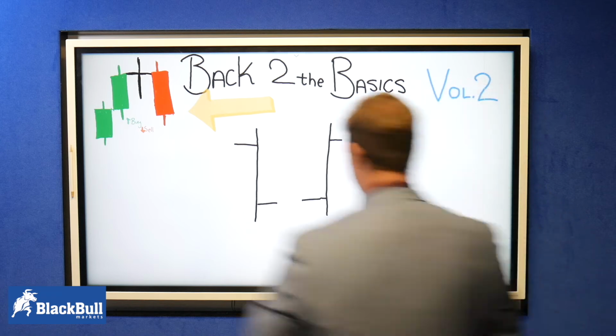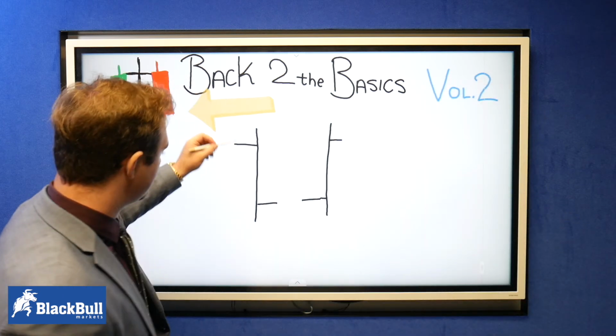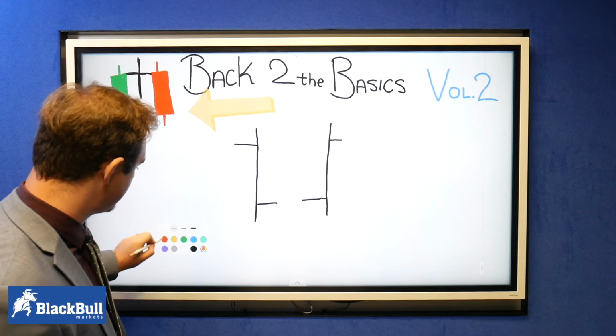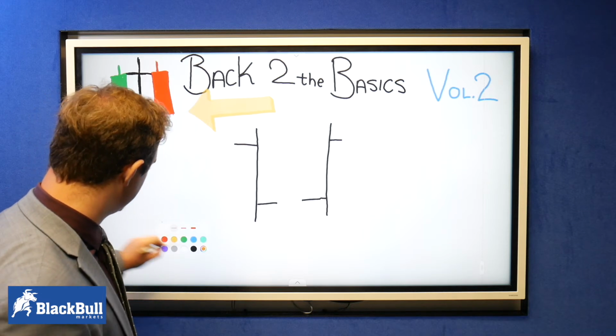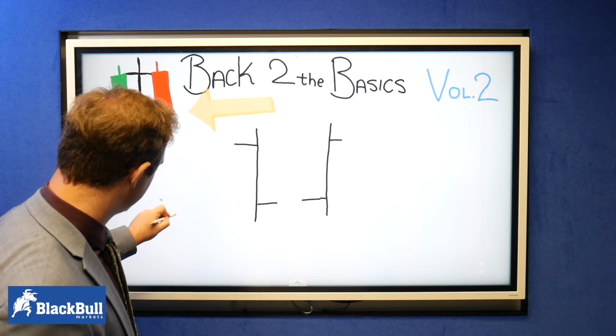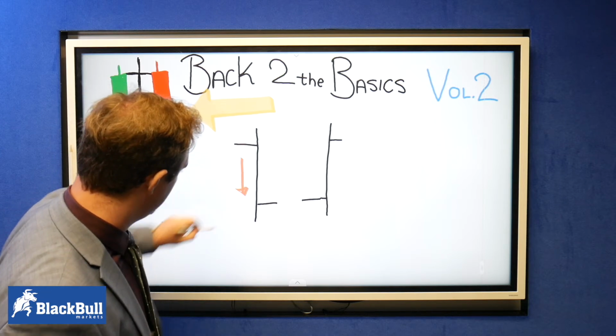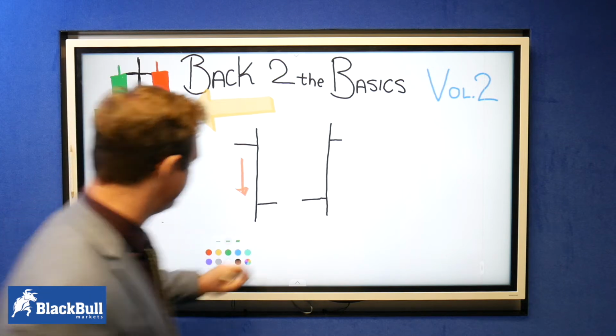Let's have a quick look at the structure of these. This one over here is a downwards moving bar. So this bar is moving to the downside. Let's get the colors out here. There we go. So this one is moving down, and this one is moving up.